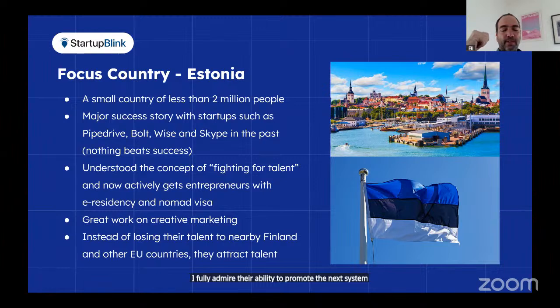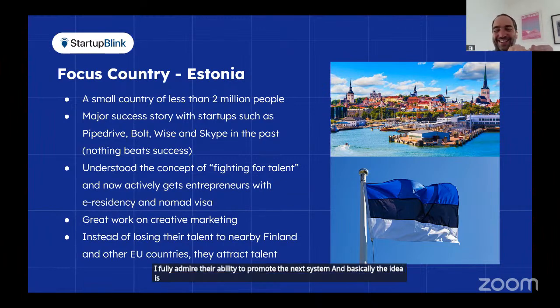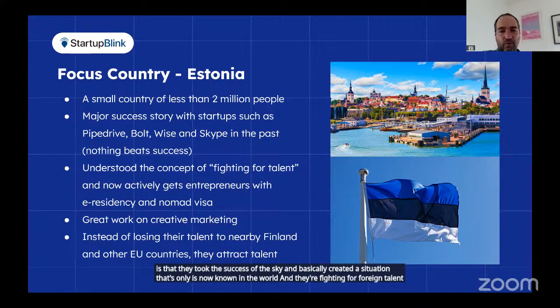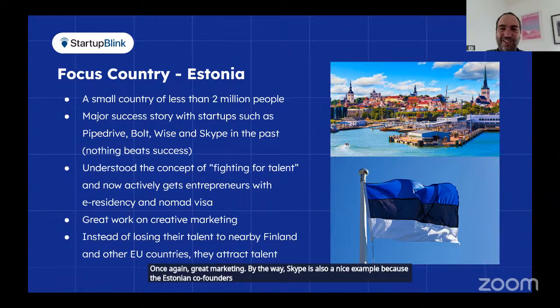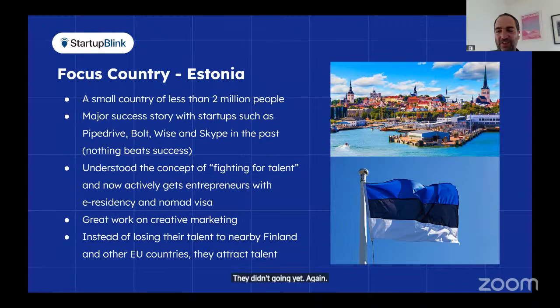Basically, they took the success of Skype and created a situation that Estonia is now known in the world, and they're fighting for foreign talent. They're doing whatever they can to bring foreign talent. Once again, great marketing. By the way, Skype is also a nice example because the Estonian co-founders, what they call in Estonia the Skype Mafia, stayed in Estonia. Again, remember how important it is to celebrate your heroes and make them feel like heroes and not villains.